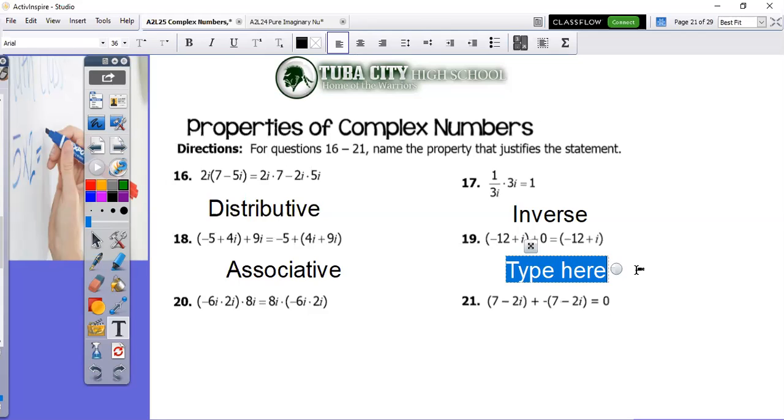All right, let's see. Add 0 to the complex number -12 plus i. So nothing happened. It's the same thing on both sides. This is identity. Oopsie.